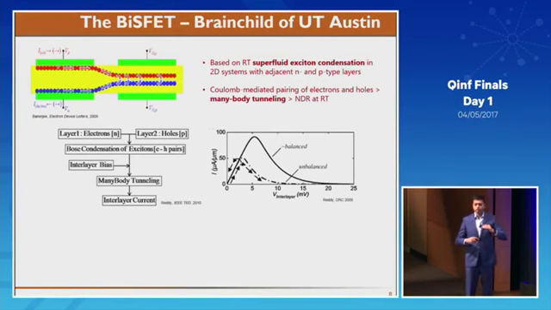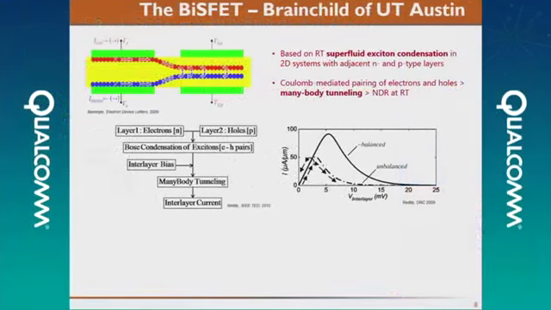So if we have electrons in one layer and holes in the other layer, and if the carrier densities of the two layers are balanced or matched, then these electrons and holes can form exciton pairs that can condense. And upon the application of a very small interlayer bias on the order of kT over q, it results in a many-body tunneling current that has an NDR in its characteristic. And this many-body NDR can be used as a novel switch.